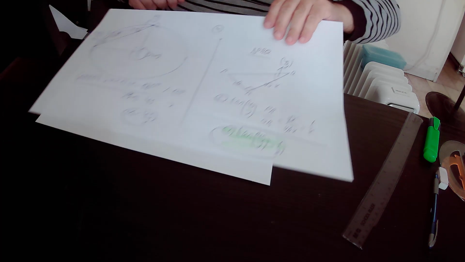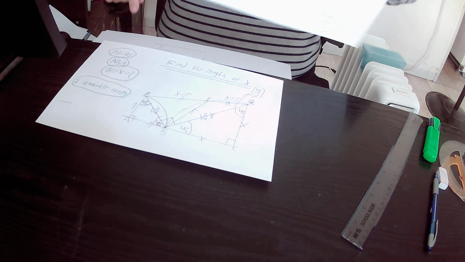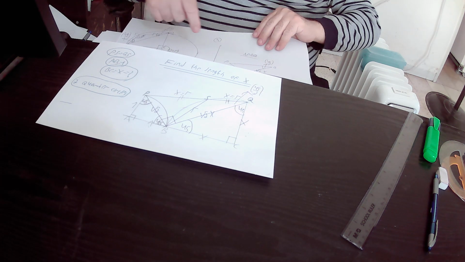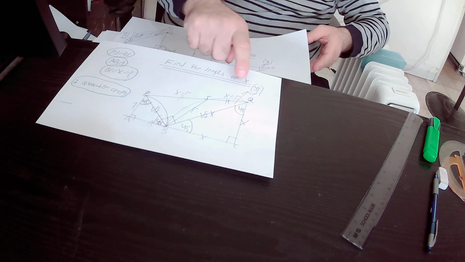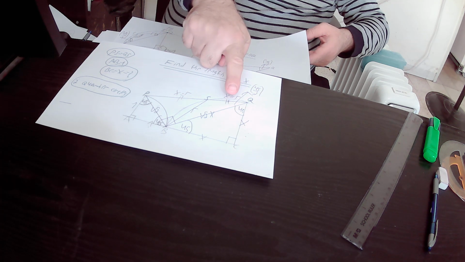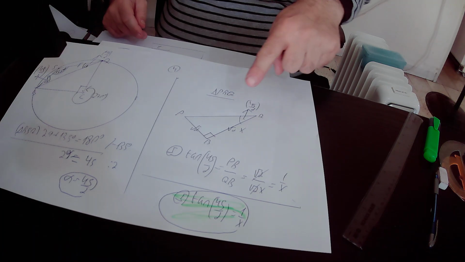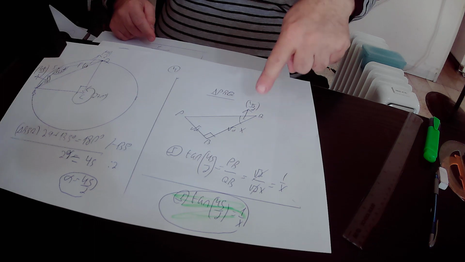Side PB equals the square root of 2 units, side QB equals the square root of 2 times x units, and this angle BQS, or BQP, doesn't matter, equals 45 over 2 degrees. So this is angle BQP that is equal to 45 over 2 degrees.